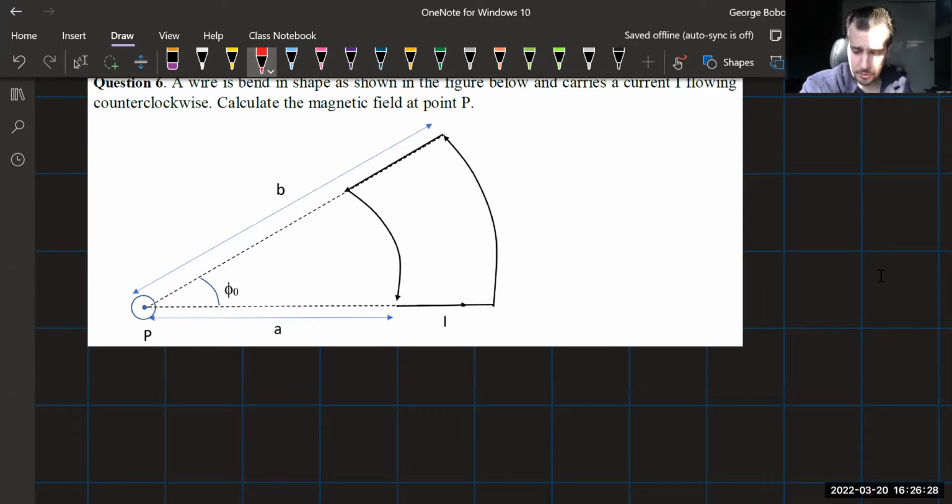Let's take a look over here at how the magnetic field is going to play out from each of the directions here. This is our first job when we look at this. We see the current going around like this.